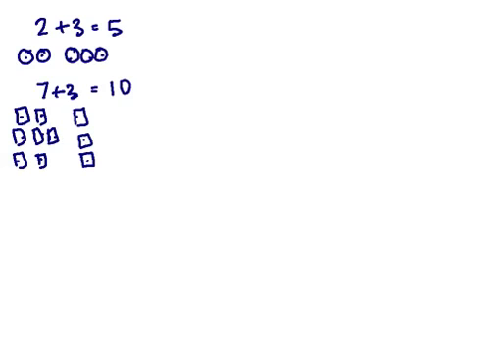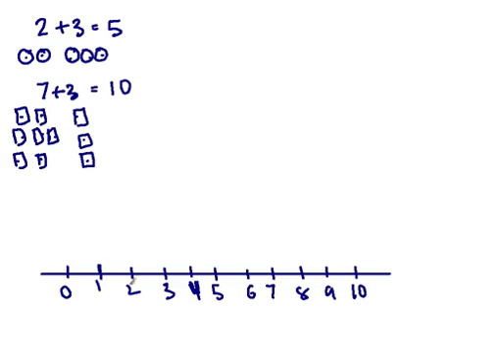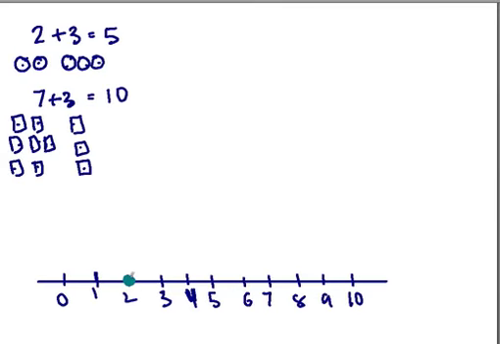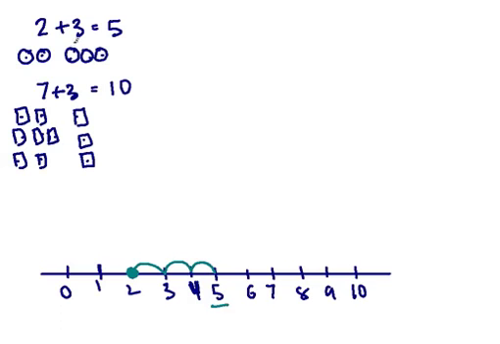Let's try these two problems with the number line. Let's draw the number line. So start with the 2 plus 3. So you make a big dot on 2, right? So this time, because you're adding 3, you jump 3 spots. So you go 1, 2, 3. And you land on 5. So 2 plus 3 equals 5, which is what we got over here too.